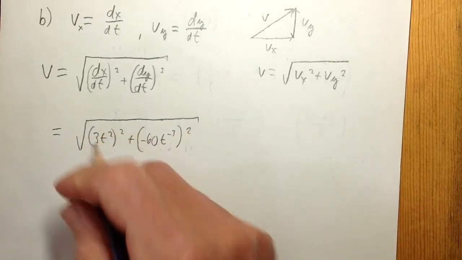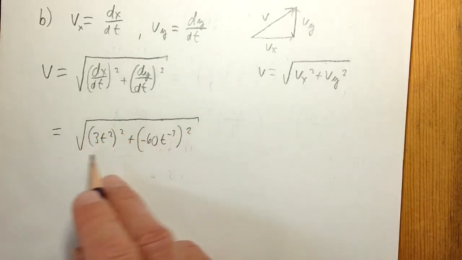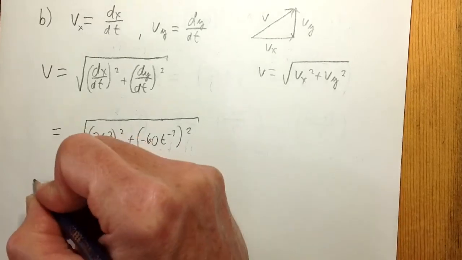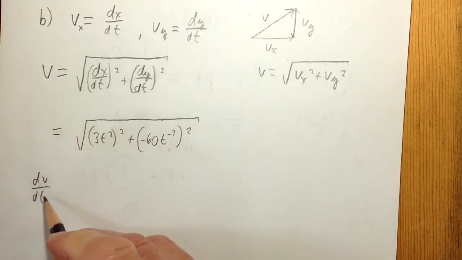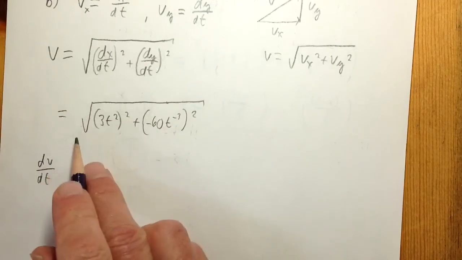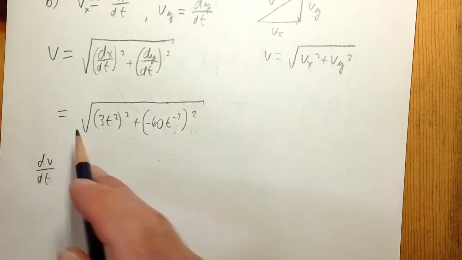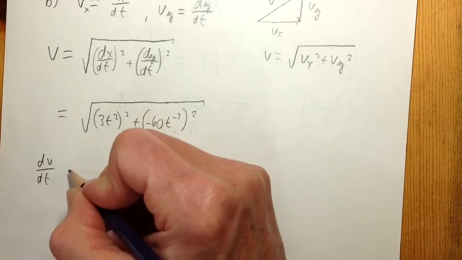But what they want to know is, is the velocity increasing or decreasing? To do that, we've got to know what the slope of the velocity is doing. Is the slope of the velocity positive or negative? So we've got to take the second derivative, or the derivative of this. We've got to take the derivative of that thing.